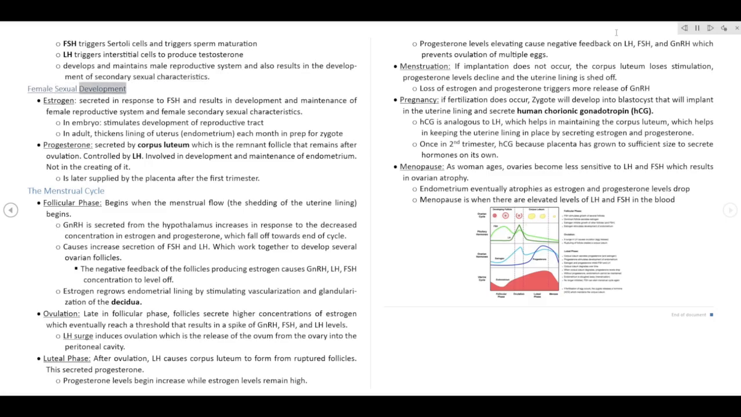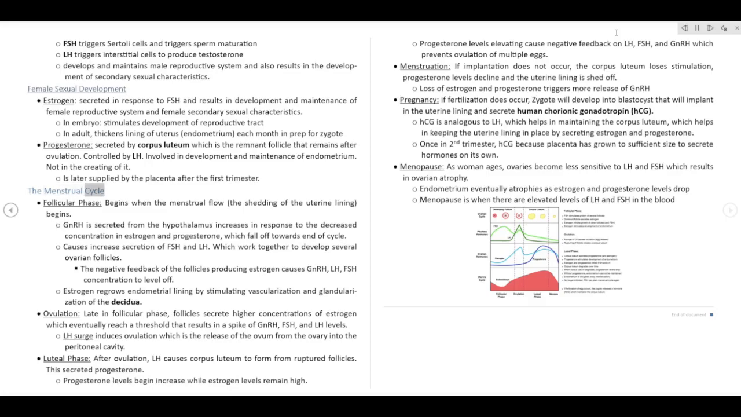Female sexual development. Estrogen, secreted in response to FSH, results in development and maintenance of the female reproductive system and female secondary sexual characteristics. In the embryo, it stimulates development of the reproductive tract. In the adult, it thickens the lining of the uterus, the endometrium, each month in preparation for a zygote. Progesterone is secreted by the corpus luteum, which is the remnant follicle that remains after ovulation, controlled by LH. It is involved in development and maintenance of the endometrium, not in the creation of it. It is later supplied by the placenta after the first trimester.